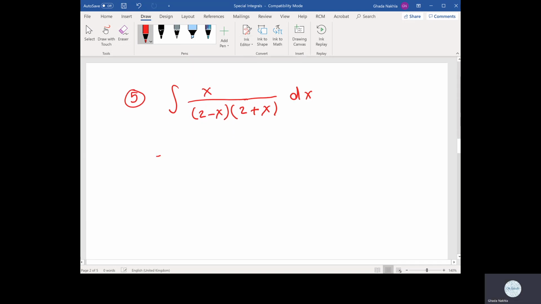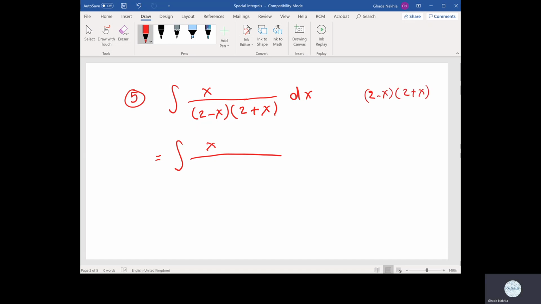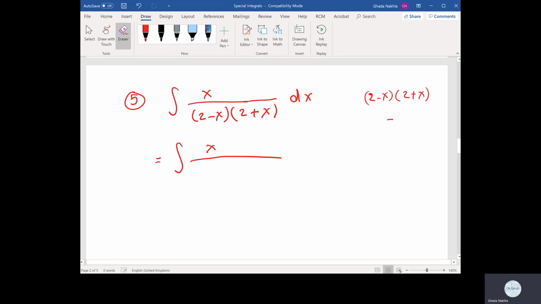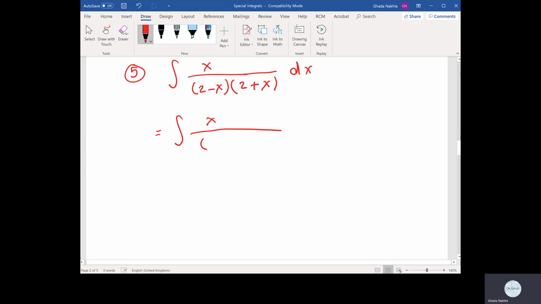Before we start, let's try and think, what is 2 plus x and 2 minus x? This is what we call the difference between two squares, if you remember from GCSE. Alternatively, you can expand the brackets, and when you expand this, you're going to get 4 minus x squared. We call it the difference between two squares in mathematics. I'm sure you've come across it at some point during year 9. So this is the same as 4 minus x squared dx.